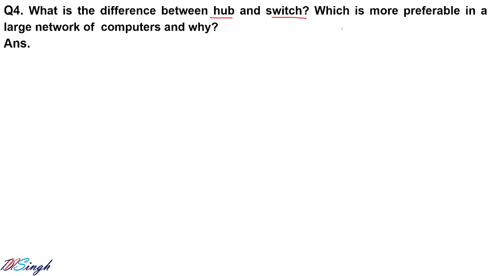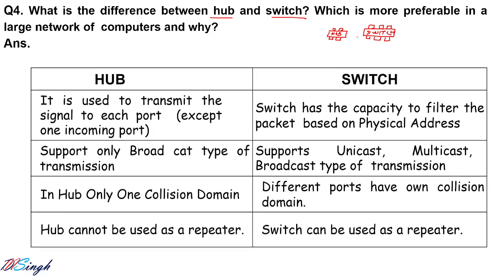These are two devices which are used to connect multiple computers together. They have ports and come in the form of 4 port, 8 port, 16 port. So RJ45 connectors are used to connect multiple computers together using these devices and twisted pair cable. Okay, so hub or switch, let us see the difference.